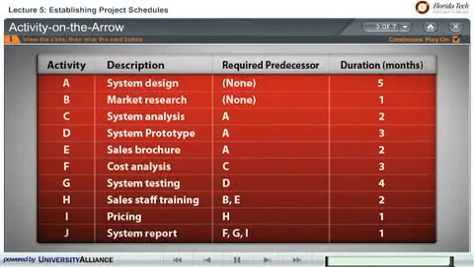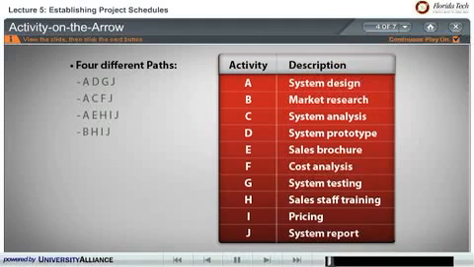Now here is a graphical picture of the activity on the arrow diagram. And by looking at this, you can see that there are actually 4 different paths that can take place. There's A, D, G, then J. Then there's A, C, F, and J. A, E, H, I, J, and B, H, I, J.